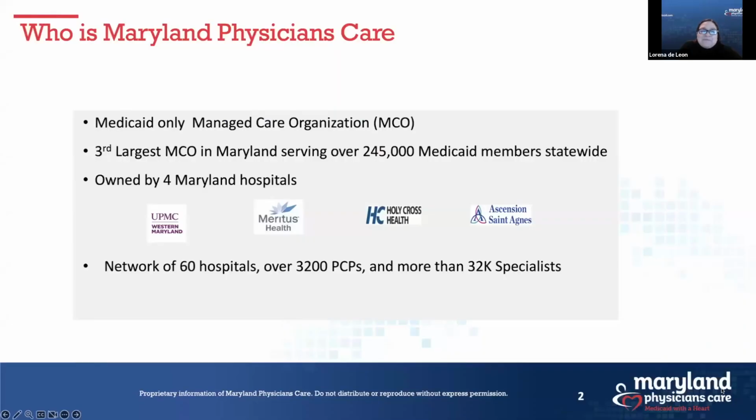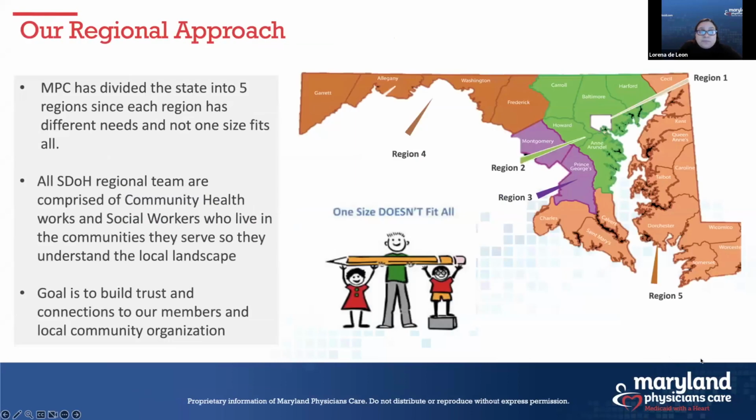So Maryland Physicians Care, for those who don't know, we're the 3rd largest MCO in the state of Maryland. We serve about 245,000 Medicaid members statewide. We're actually owned by 4 health systems that are listed here, which is kind of unique for a health plan. Actually all of our owners are nonprofit, which really means that everything that we make at Maryland Physicians Care really goes back into the community.